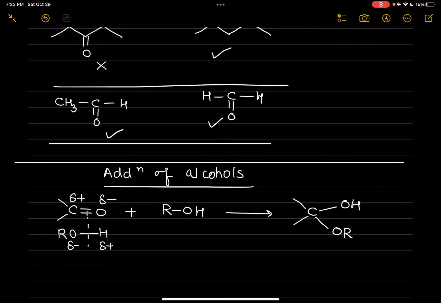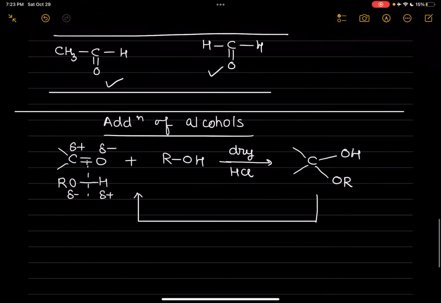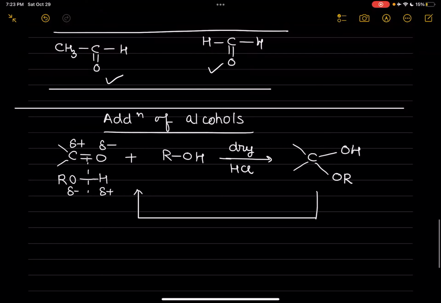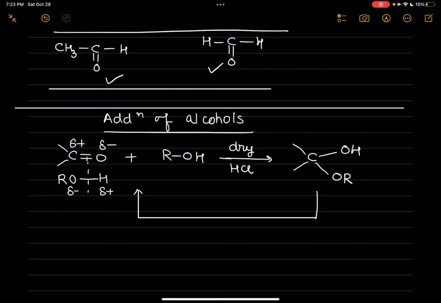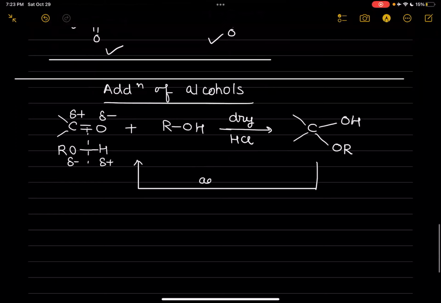But you need some catalyst to make it more reactive. You take dry HCl. Don't take aqueous HCl. Suppose if you take aqueous HCl, then what is going to happen? It is going to break apart again. It is going to hydrolyze, and then again the OH are going to come, and again you are going to have that ketone back. Is it clear? Yes, sir.